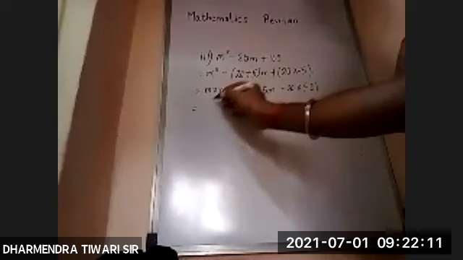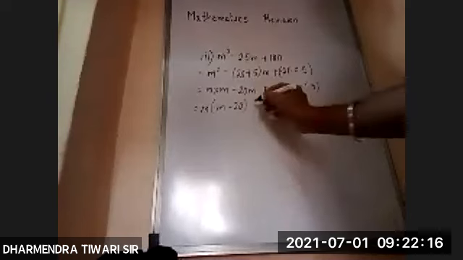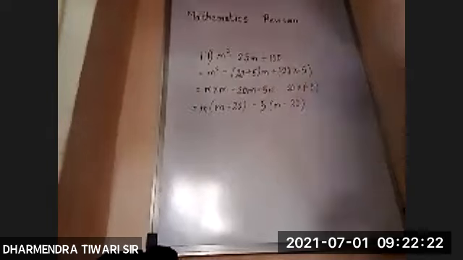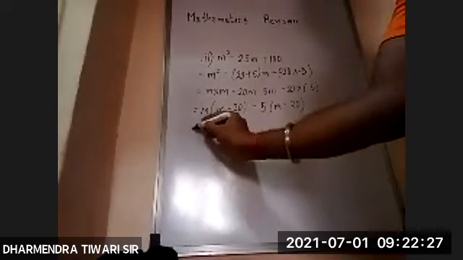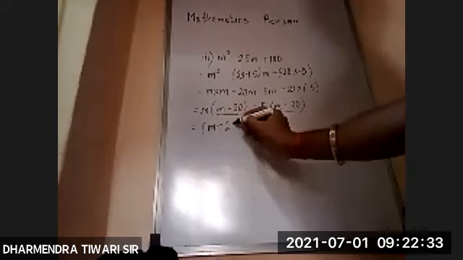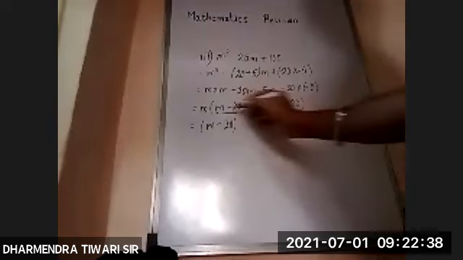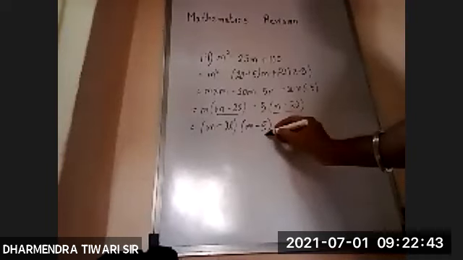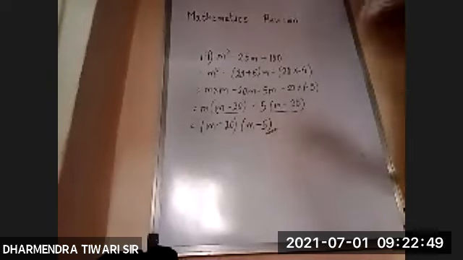So here we can take m common. What remains? M minus 20. And here also you can see minus 5 can be taken out. What remains? M minus 20. So as you can see, m minus 20 in both. M minus 20 can be taken out, common from the whole expression. What remains? M minus 5. Answer is m minus 20 into m minus 5.